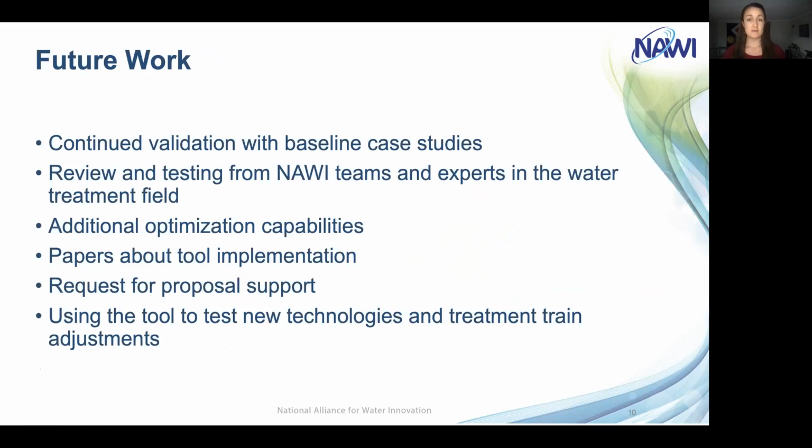So at the moment, we are continuing to validate with baseline case studies. We are adding optimization capabilities for optimizing recovery, energy use, or cost. There are papers being published for each case study and an explanation of the tool as we speak. And we are providing ongoing support of the creation and then the future analysis of requests for proposals. And finally, we'll be using the tool to test new technologies and the effect of adjustments to treatment trains to help support water treatment research and development, and to eventually increase society's water reuse.